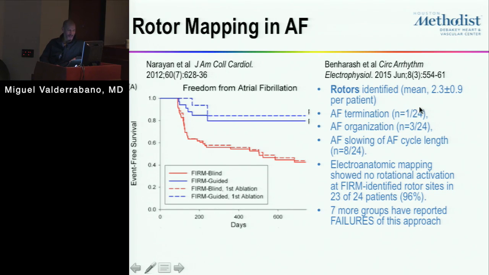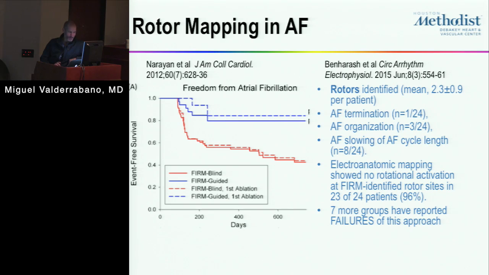Anyway, so basically, other papers showed that they couldn't find any rotors, and when they ablated what they thought was rotors, they got success in 1 out of 24, maybe, or AFib organization in 3 out of 24. We couldn't see any rotors. 7 more groups, as I was writing this, 7 more groups have reported over the past 8 months failures of this approach. But the money's in the bank already.